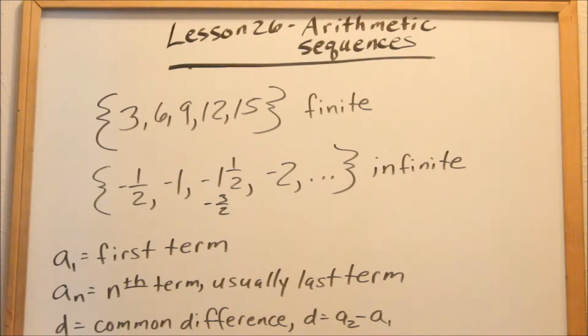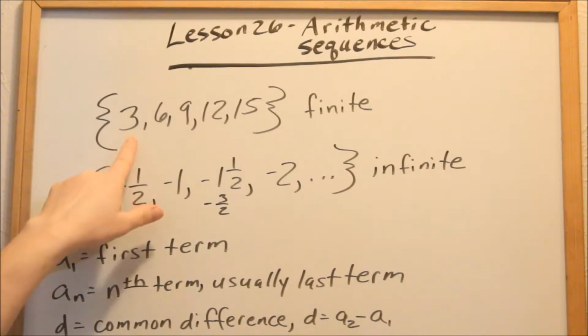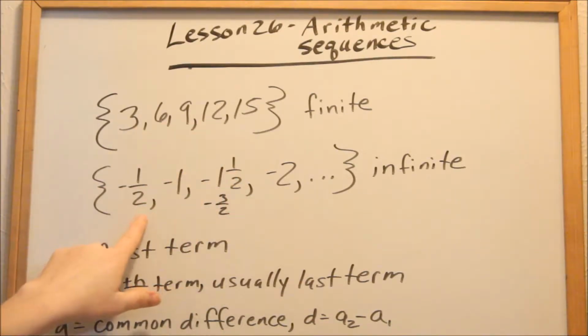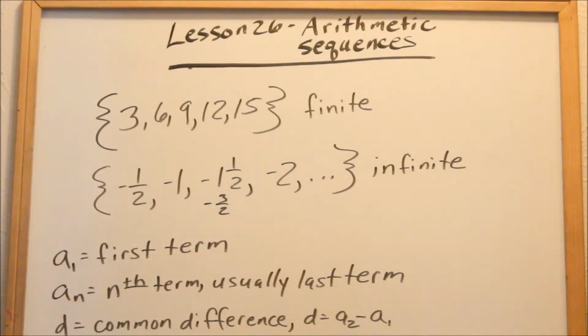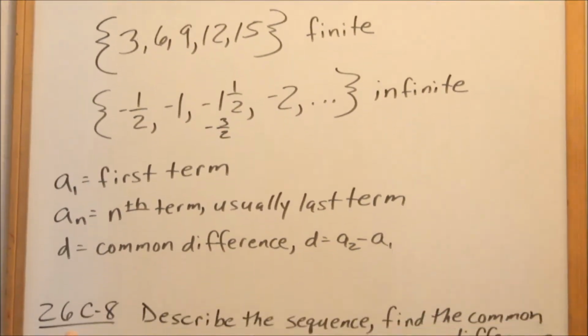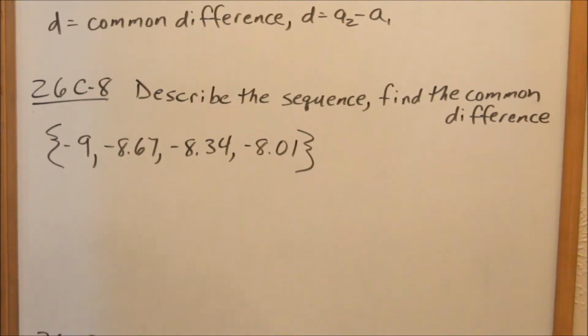D stands for the common difference. The common difference is what you're adding every time. Like in this sequence, D is 3. I'm adding 3 every time. In this sequence, D is -1/2. I'm adding -1/2 every time. What you can do to find the common difference is take the second term minus the first term to get your common difference. Alright. So, let's actually look at 26C, number 8.